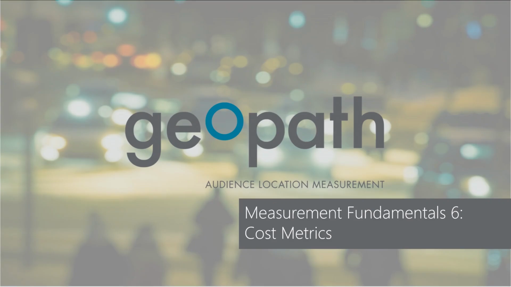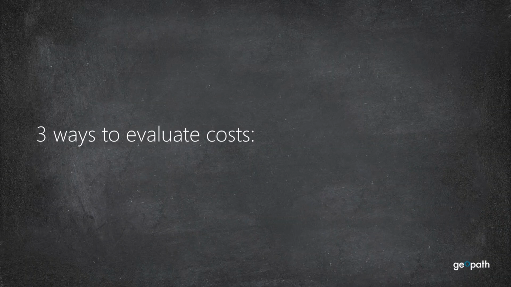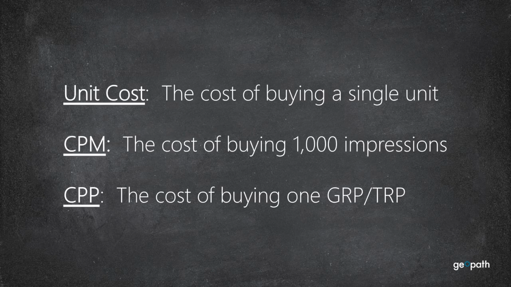In this segment, we will review media cost metrics and how they are used to evaluate inventory. Overall, there are three media cost parameters that are used in traditional media. We have the actual out-of-pocket cost to buy a unit or package, which is the unit cost. We have cost per thousands, better known as CPMs, and cost per point, also known as CPP. Let's take a look at each one individually.